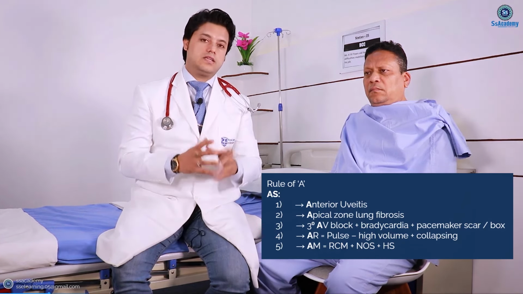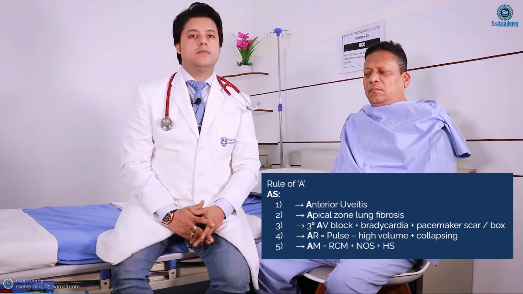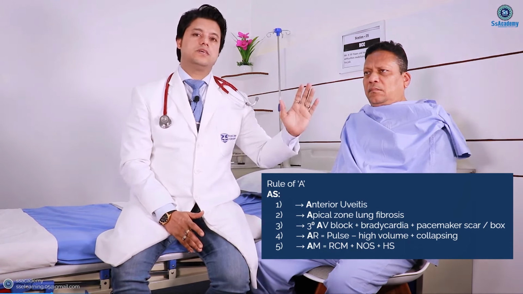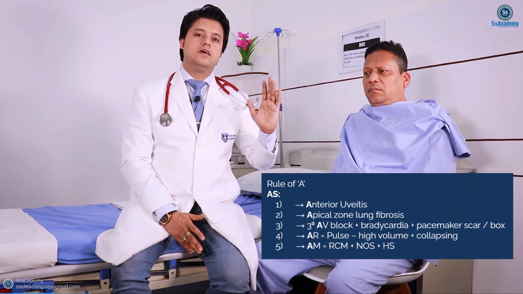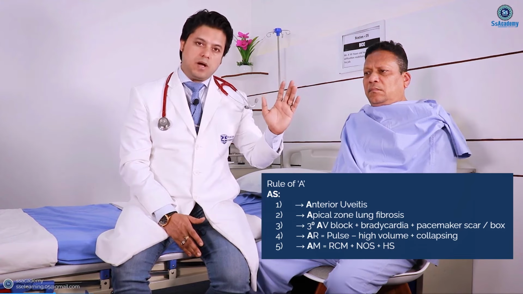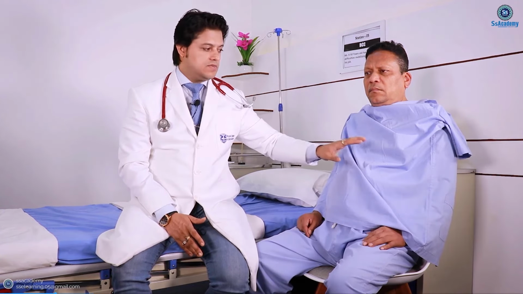Next to the heart, another A is for amyloidosis. Once again, I say amyloidosis equals RCM plus NOS plus AHS. What does it mean? Amyloidosis equals RCM, restrictive cardiomyopathy. So in that case, the apex beat will be heaving in nature. And then NOS is nephrotic syndrome: the urine dipstick will show massive proteinuria, in the nails you'll get leukonychia, and you'll get leg edema. So these are the features that you can expect.